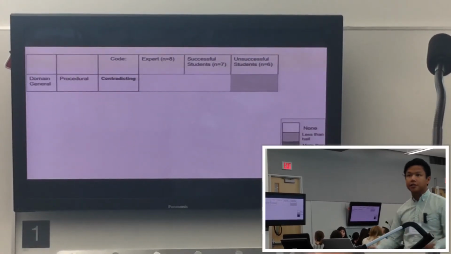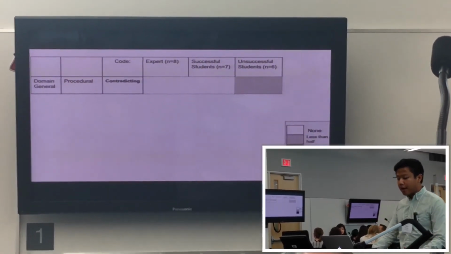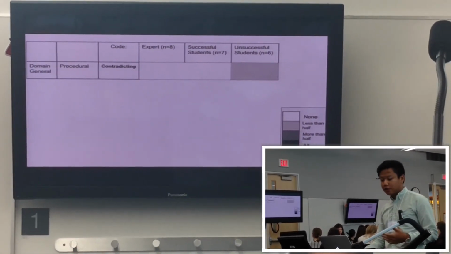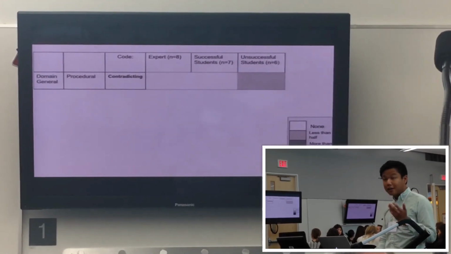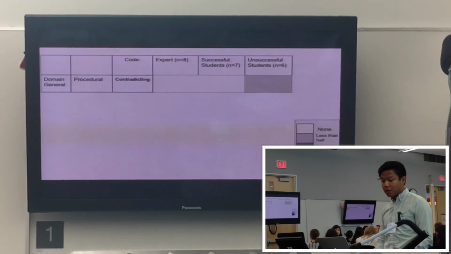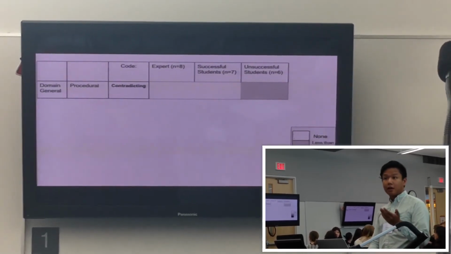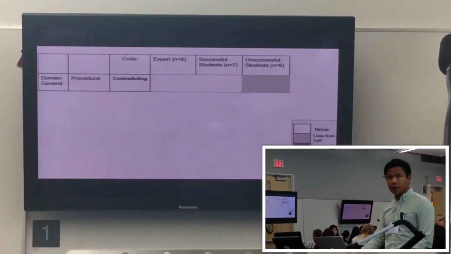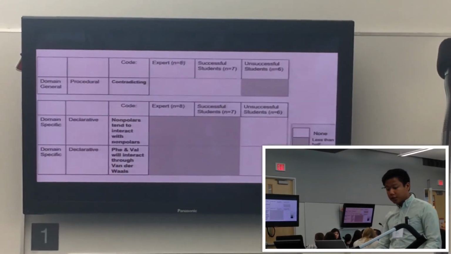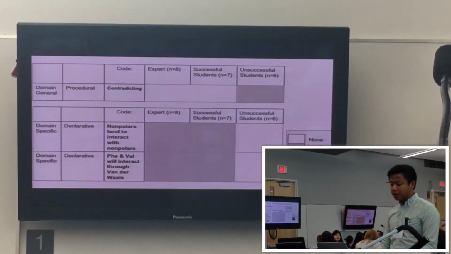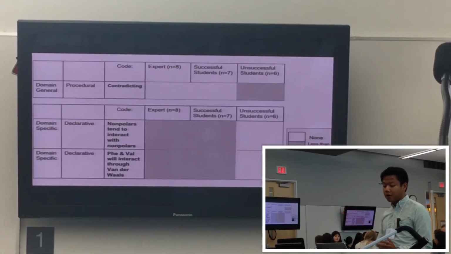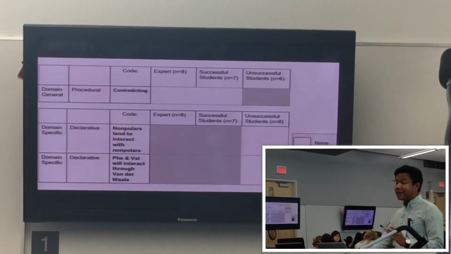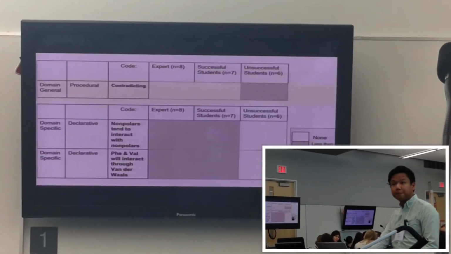And I'll start off with contradicting. This is a zoomed-in picture of the heat map. And contradicting is when a student stated a prediction but changed the prediction and changed their answer eventually. So this was actually an only unsuccessful student code that you can see here. Successful students and experts were not coded for this. In addition, I'll talk about nonpolar interactions. Recognizing that nonpolar interactions occur between two nonpolar amino acids, many students got this wrong, but unsuccessful students especially struggled with this nonpolar interaction idea.